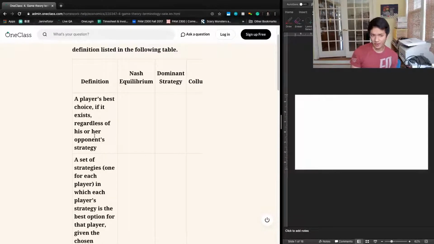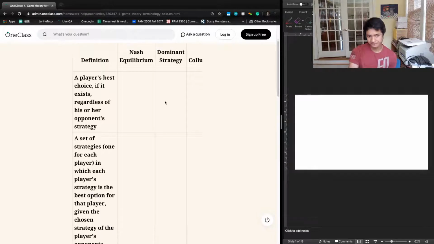First one says a player's best choice if it exists, regardless of his or her opponent's strategy. So there's not much to explain here. This is just stuff that you're gonna have to memorize and understand from a definitions point of view. So for this question, your strategy, regardless of what your opponent does, it doesn't change at all. That's going to be something that's called a dominant strategy. And it doesn't always exist, but when it does exist, it basically means you don't care what other people do, but you just do whatever you do, because no matter what, that's going to be your optimal strategy. So this is dominant strategy.